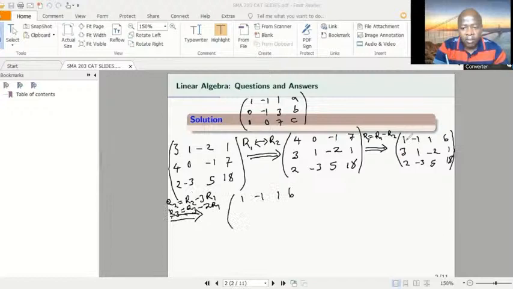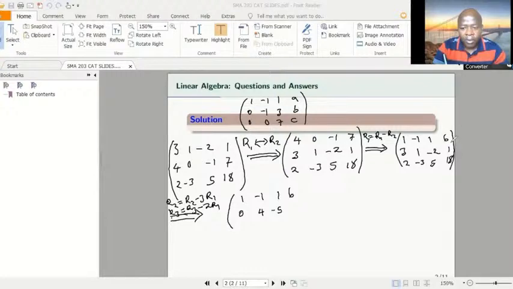So let me multiply row 1 by 3 and subtract from row 2. So 1 times 3 will be 3, from 3 will be 0. And then this times 3 will be -3. From this, I'll have 4. And then 3 times this will be 3. From -2, I'll have -5. And then this by 3 will be 18. 18 from this, I'll have -17.